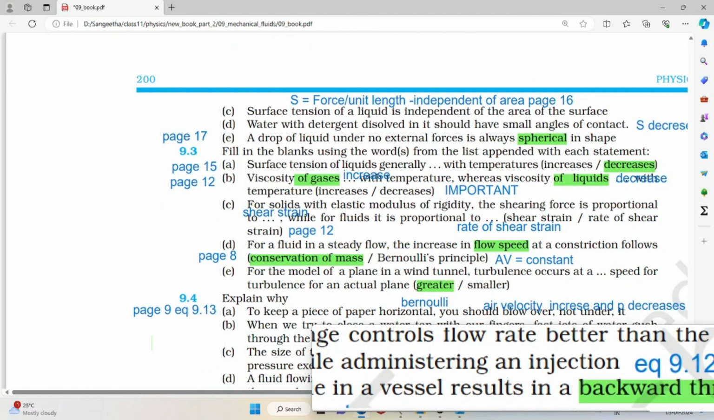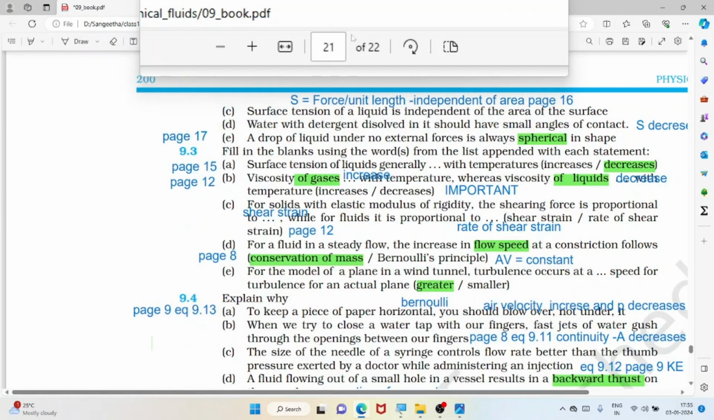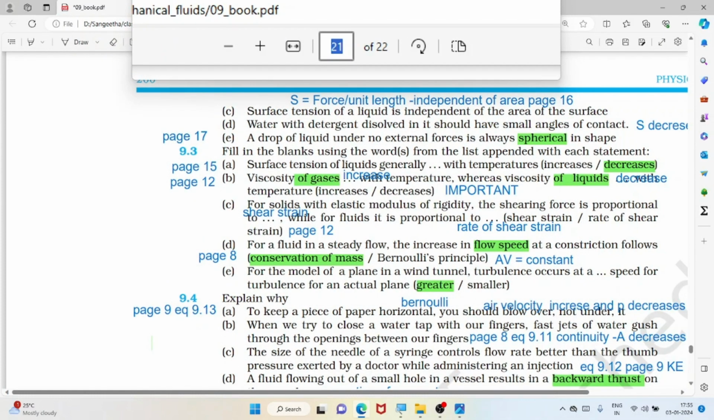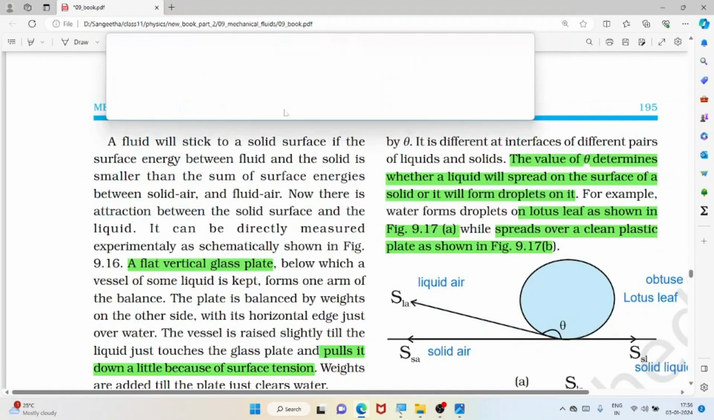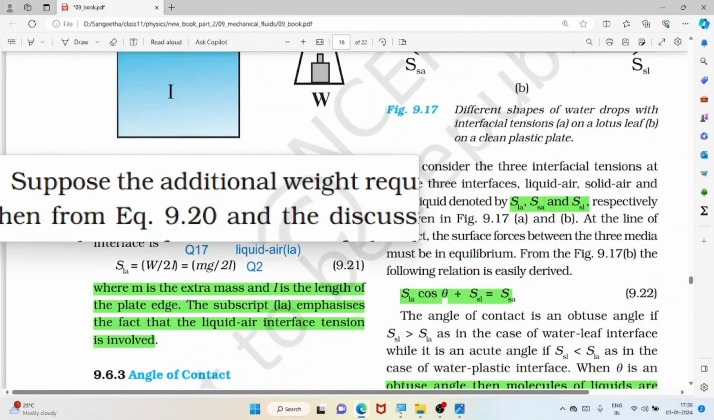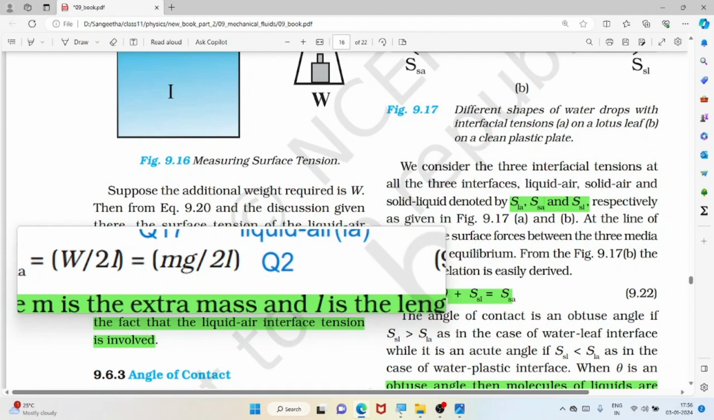Surface tension of a liquid is independent of the area. Surface tension is weight by 2L, force per unit length. It has nothing to do with the area. So it is independent of the area. See here, this is independent of the area.